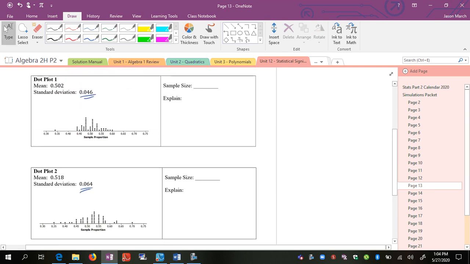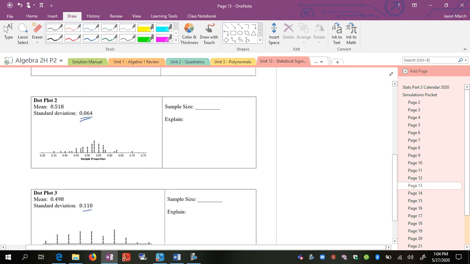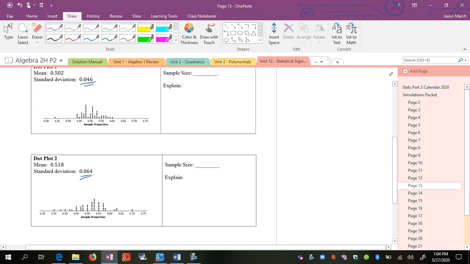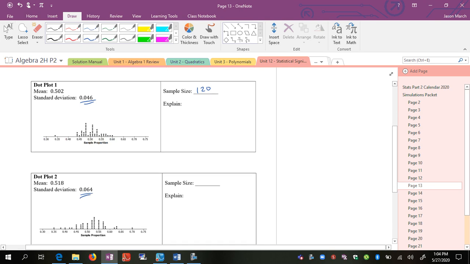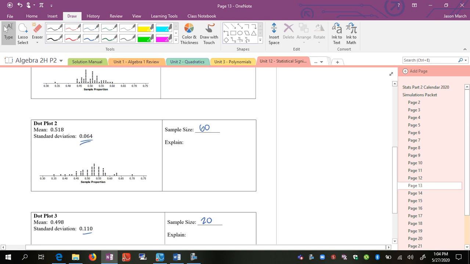Okay, so I'm going to just focus on those standard deviations. The one with the largest standard deviation is dot plot 3, so that is the smallest sample size. And the one with the smallest standard deviation is dot plot 1, so that is the largest sample size. And then the middle standard deviation would be 0.064, so that is most likely our sample size of 60.